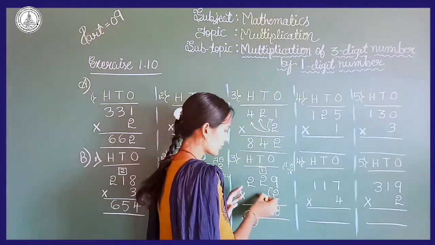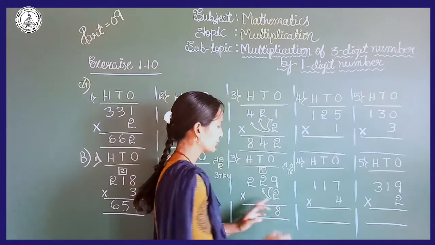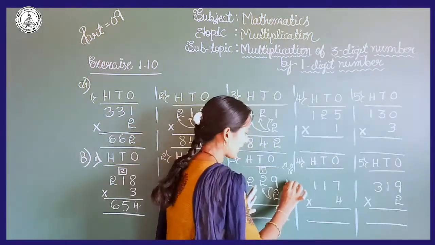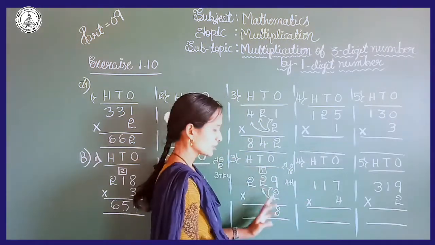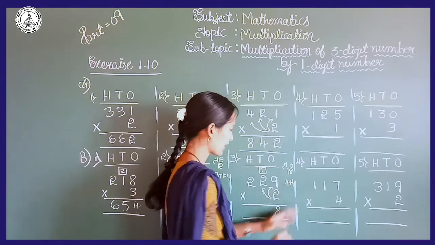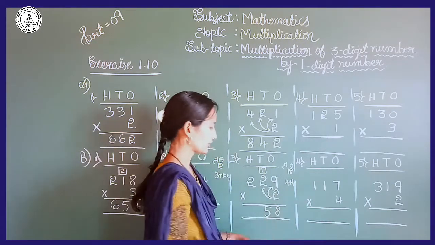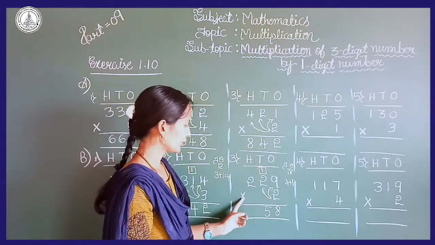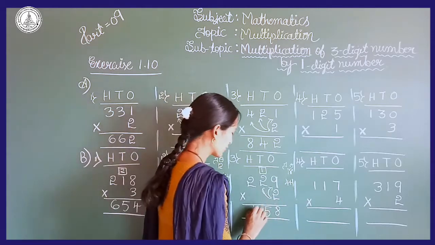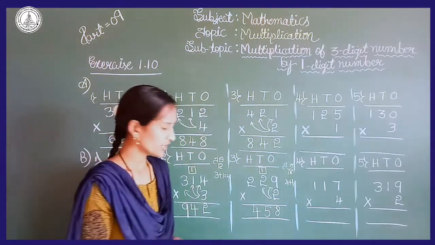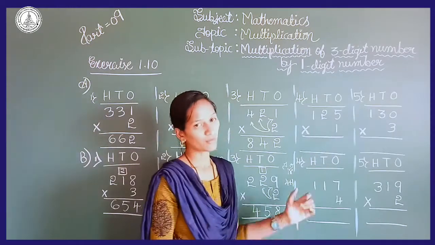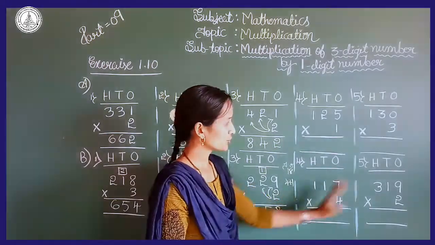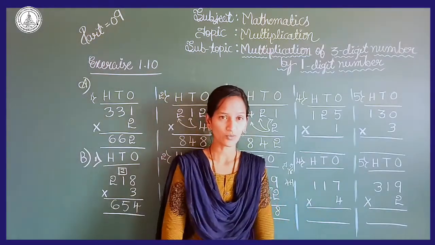So now come to the tens column. 2 into 2. 2 2s are 4. 4 plus this 1, it is a carry, right? So 4 plus 1 is 5. Write down here 5. So come to the last column, that is hundreds. So 2 into 2. 2 2s are 4. Right? So here 458 is our product. So my dear ones, I solved up to 3. So the next 2 problems you have to do at home.